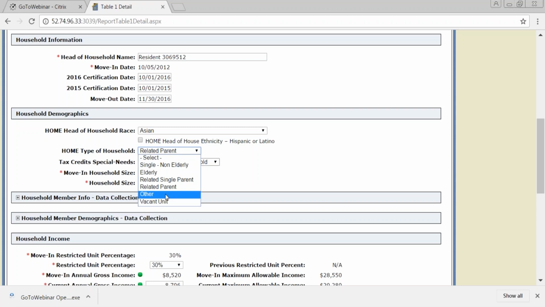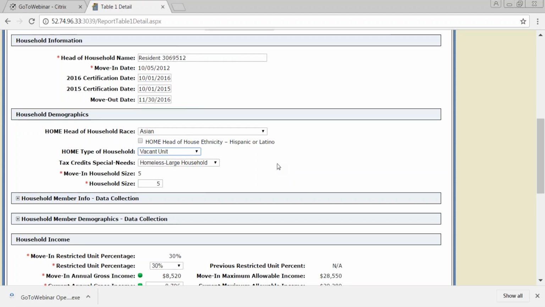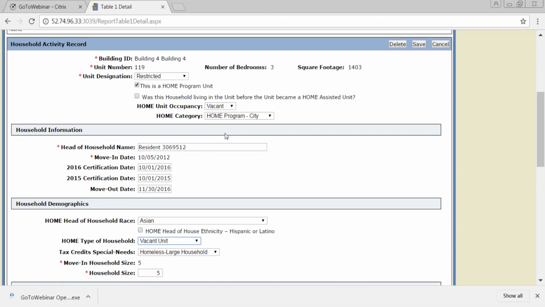And then this is the second home field where if the household is vacant at year end, you need to report it as a vacant unit. So this is something you have to go back and check at year end. Any home units that are vacant at year end, the home unit occupancy and home type of household need to be changed to vacant.